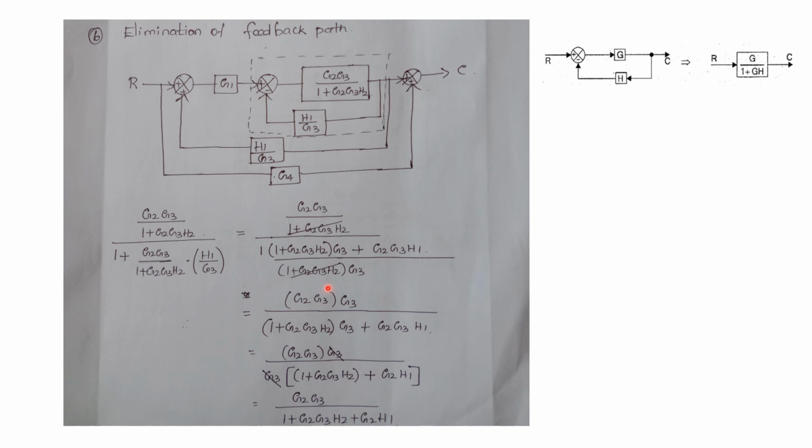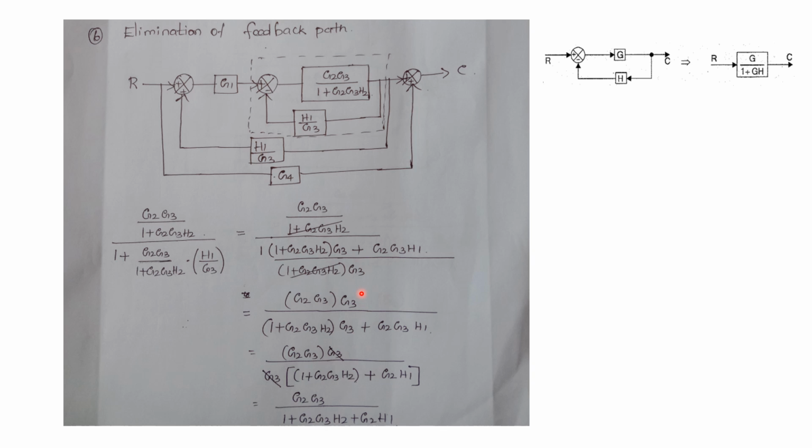as denominator terms. Here 1 plus G2, G3, H2 as well as 1 plus G2, G3, H2 is present in the numerator and also in the denominator. So we can cancel these two terms and we can bring this G3 to the numerator. So if you are bringing the G3 to the numerator, in the numerator there will be a possibility of square term, that is G3 square. So you should remember this always.